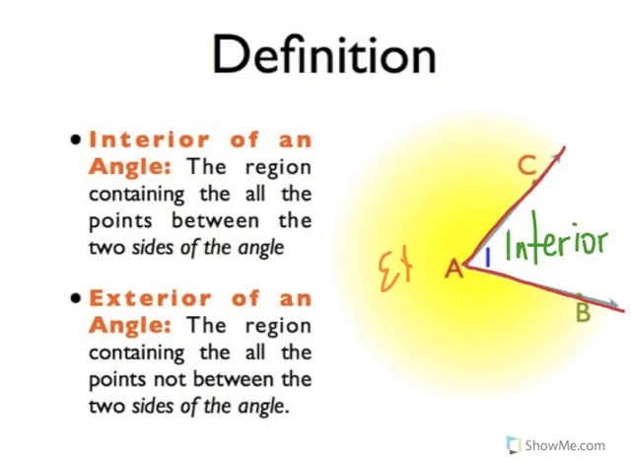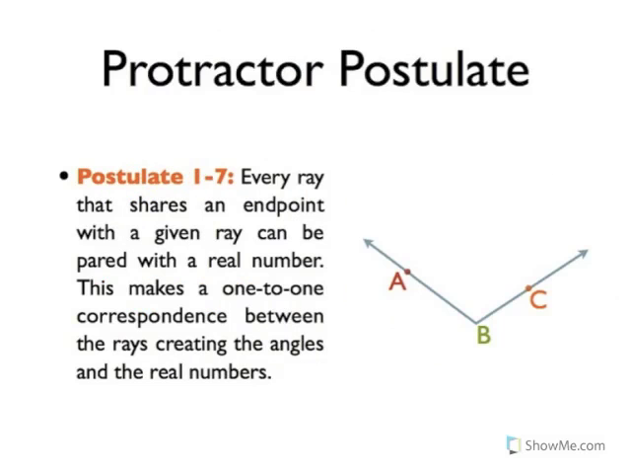So that would be this yellow region here, which leads us to the protractor postulate, which allows us to measure angles. It says that every ray that shares an endpoint with a given ray, in other words, for both of the rays on an angle, they can be paired with a real number. This makes a one-to-one correspondence between the rays creating the angles and the real numbers. Sound familiar? Kind of like the ruler postulate.